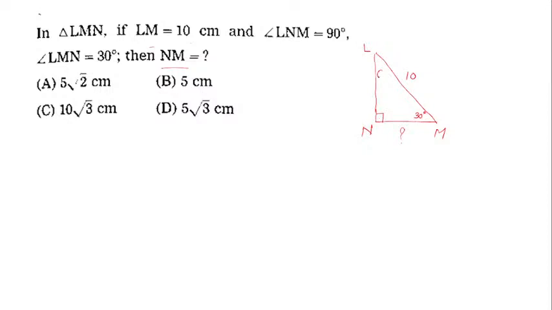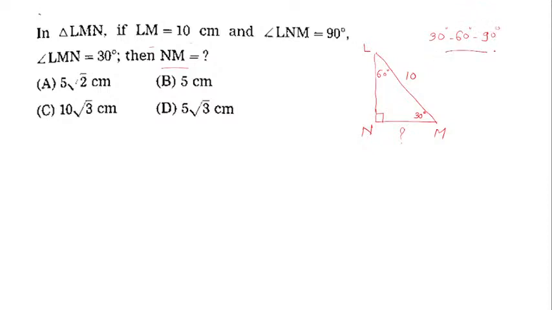So the remaining angle must be 60 degrees, because the sum of measures of all the three angles of a triangle must be 180 degrees. So the sum of these two is 120, so the remaining angle must be 60 degrees. Now this triangle LNM is a 30, 60, 90 degree triangle.